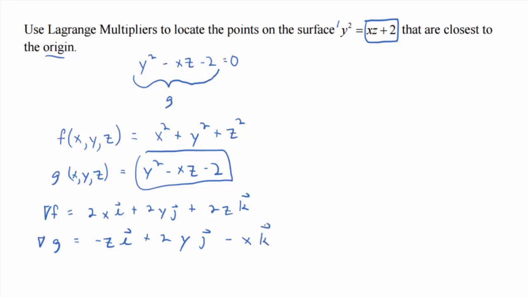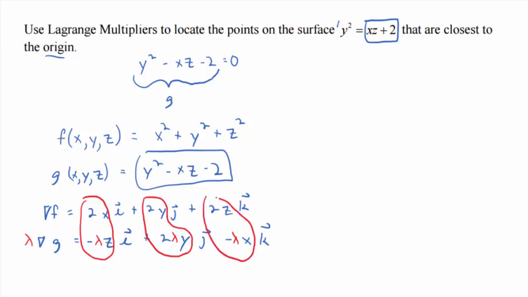Does that look all okay to you? And then if we multiply through by lambda, it'll look like this. You guys buy that? Okay, so set corresponding components equal, these and these and these. So then let's write down the equations.